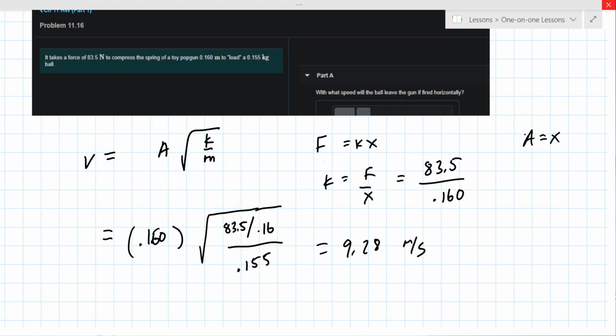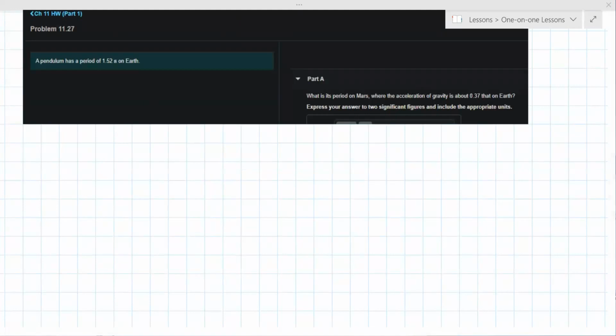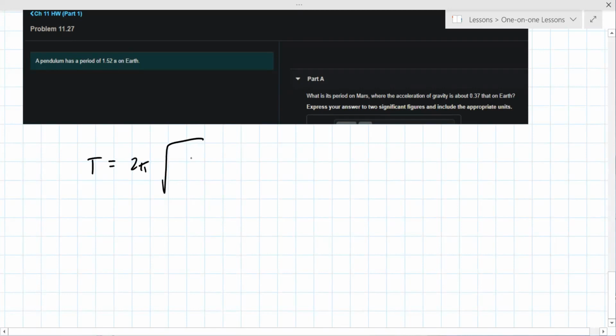On to 11.27. All right, let me get back to where I've got that question. Okay, there it is, 11.27. A pendulum has a period on Earth, and then they want to know what it would be on Mars. So we know that the period, this is that same equation we're having issues with, is 2 pi square root L over G.